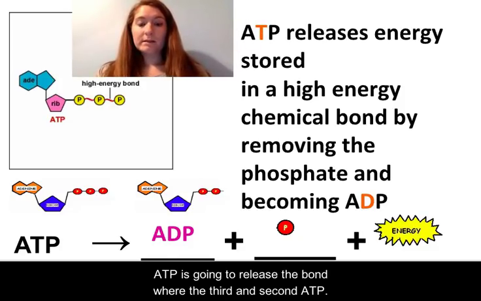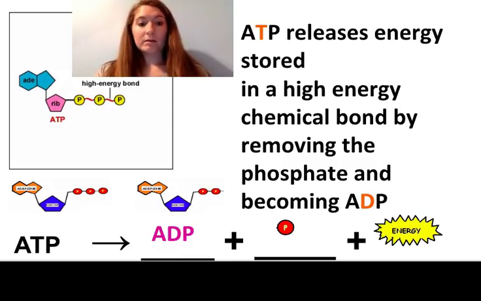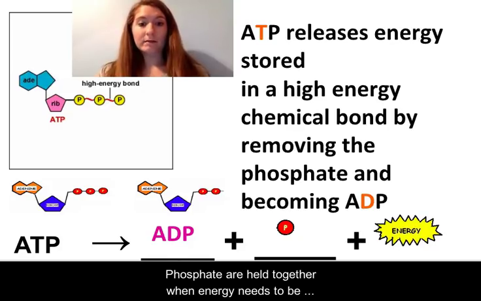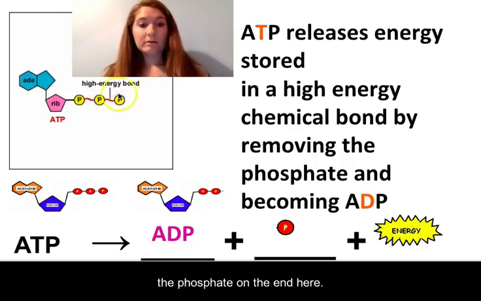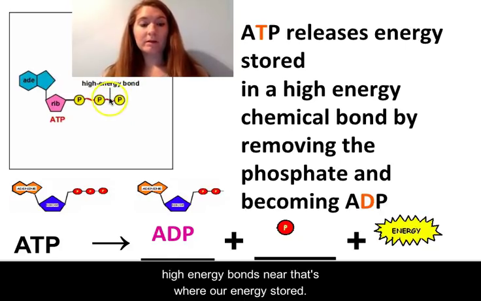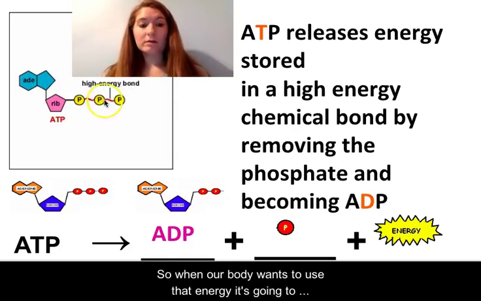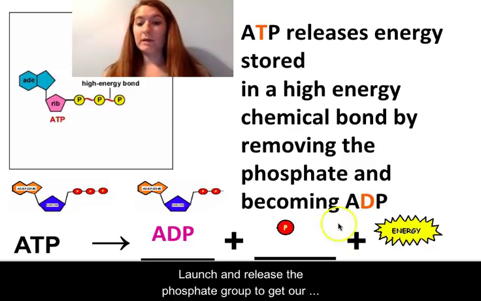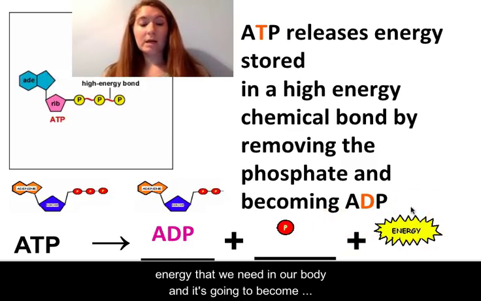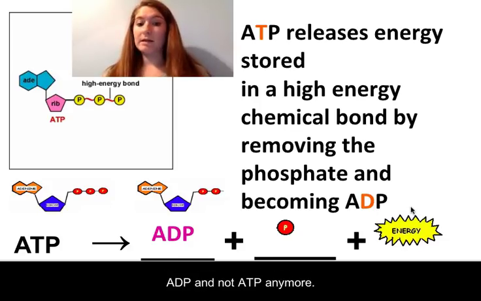ATP is going to release the bond where the third and second phosphate are held together when energy needs to be used. So when energy needs to be used, it's going to release the phosphate on the end here, where this high energy bond here, that's where our energy is stored. So when our body wants to use that energy, it's going to release that phosphate group. Okay, so down here it started with 3. It's going to release the phosphate group to get our energy that we need in our body, and then it's going to become ADP and not ATP anymore.